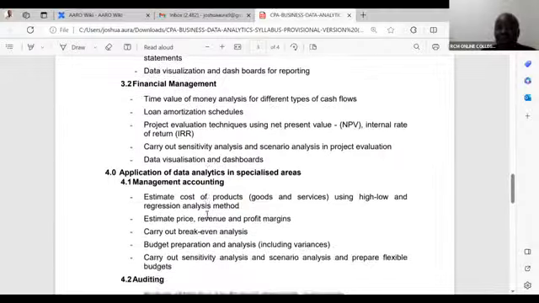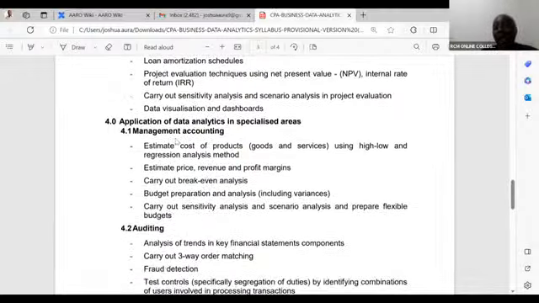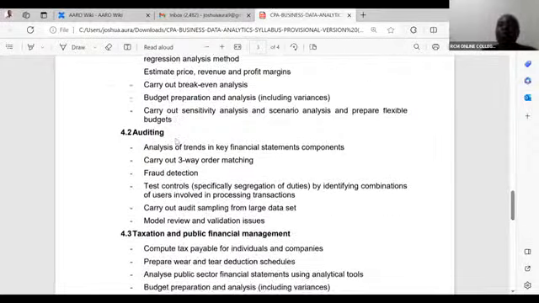Application of data analytics in specialized areas. How do we handle management accounting, things like budgets in Excel? All right. Regression analysis, break-even analysis, auditing. We shall be able to show you how to do the three-way order matching, fraud detection, test of controls, etc.